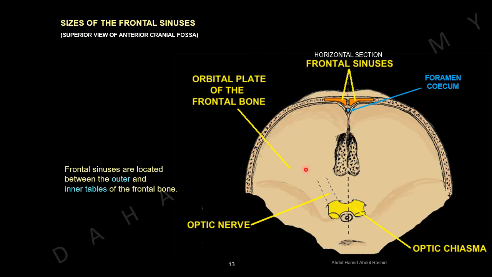This is the orbital plate of the frontal bone. Here is the optic chiasma, optic nerve, and we have a pair of frontal sinuses. This is a horizontal section in the outer and inner table of the frontal bone.